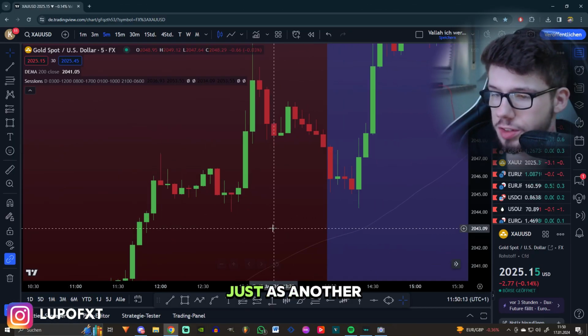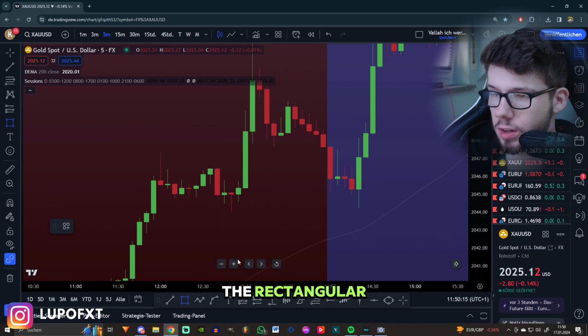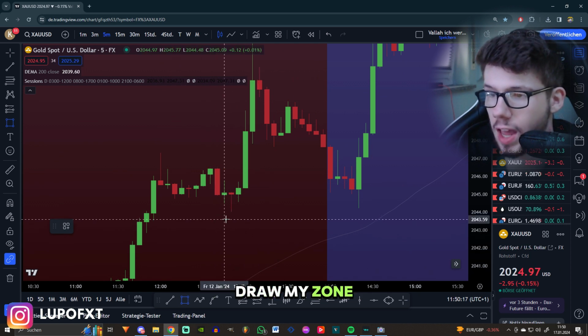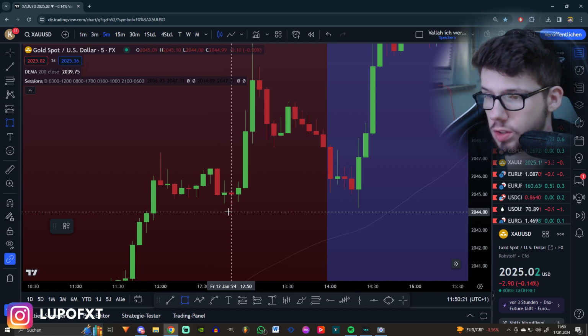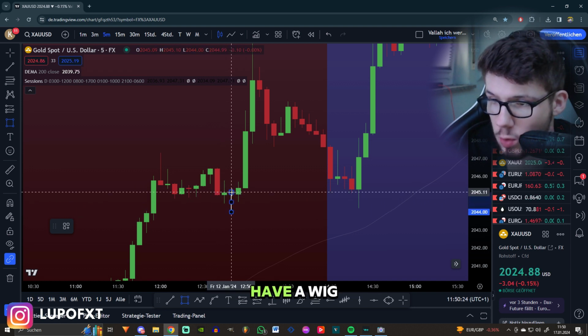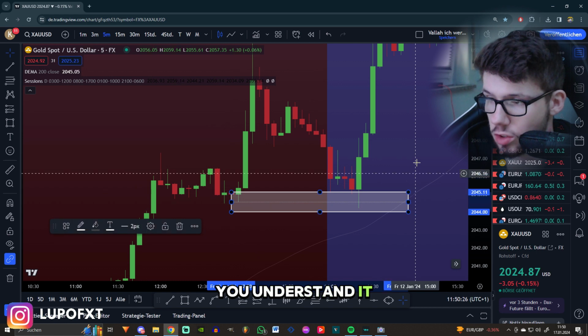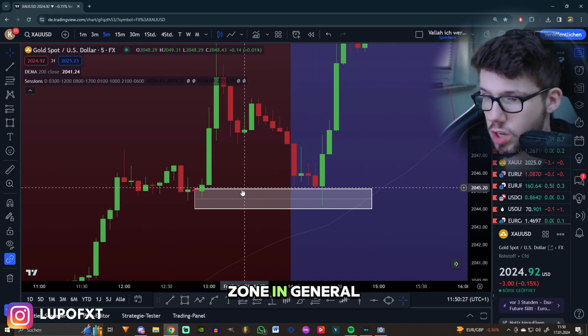And by the way, just as another quick tip, if I use the rectangular shape to draw my zone, I draw the whole zone, from the bottom of the candle wick to the highest. In that case, we don't really have a wick right here, but you understand it, just like that. That would have been a good zone in general.